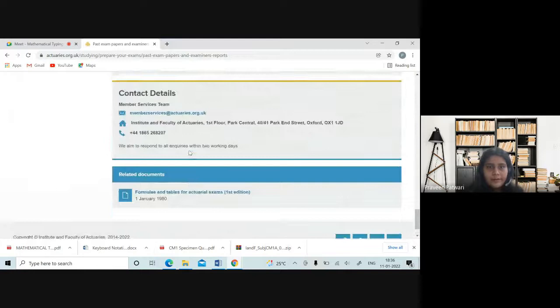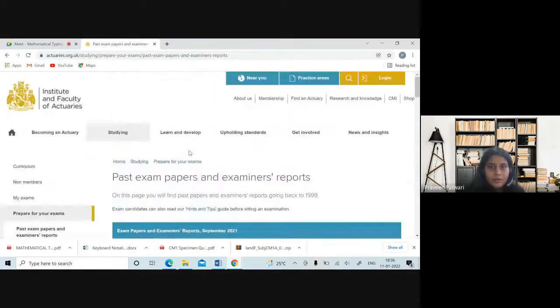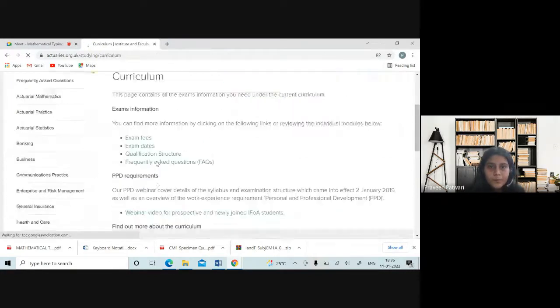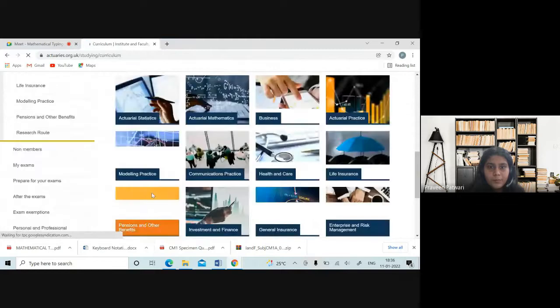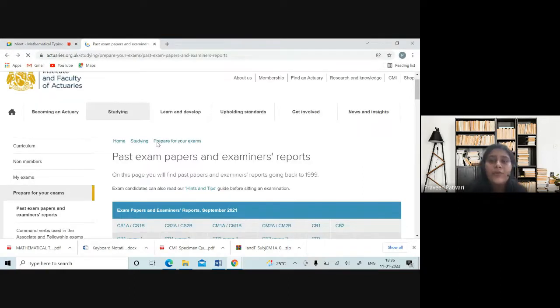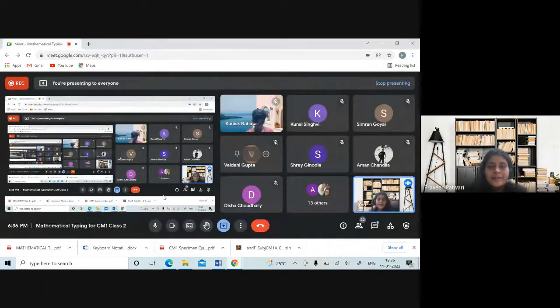I don't know where they have put it now. Although it was in this section only. I'll do one thing. I will just forward the PDF. I have the PDF downloaded with me. So I will just forward it to you and get it sent on the CM1 group itself. I think that will be better. Okay. I will just get the PDF sent.